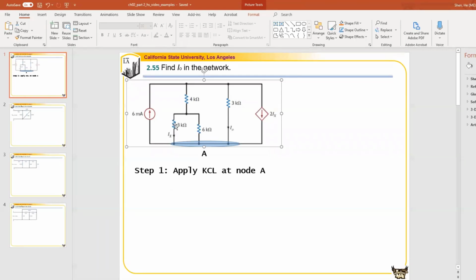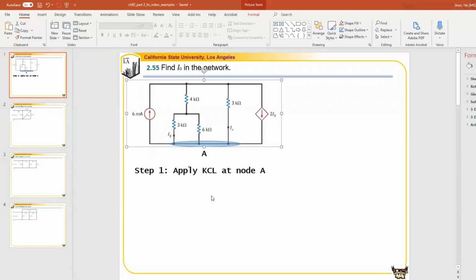When you simplify the circuit, you have two resistors in parallel, and there's another resistor in series. But make sure you keep track of the current going through that branch, because when you combine the two together, you will lose that current Ix. You have a different current.